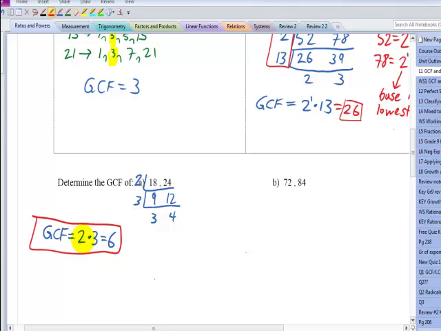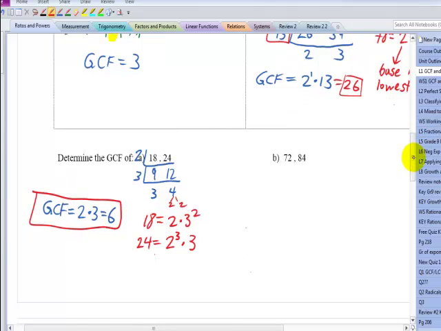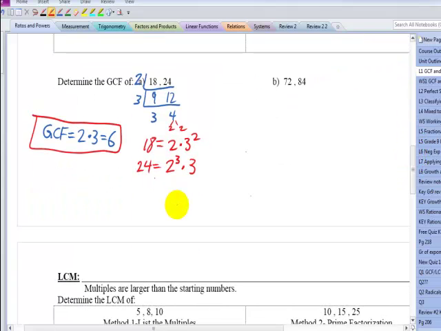Okay. Now for 18, that equals 2 times 3 squared. 24 equals 2 cubed times 3. Okay, and that's because 4 is 2 times 2. So you've got to be careful here when you're doing this. So if you look in here, we should take out a 2 and we should take out a 3. That's it. The bases have to be in both. Use the lowest exponents. All right. Now this is getting pretty top end. Any questions?